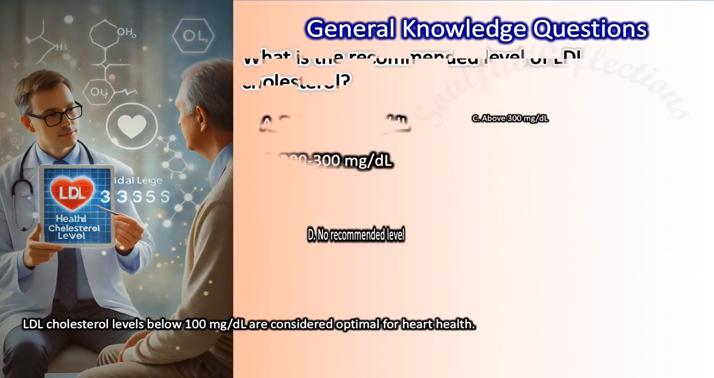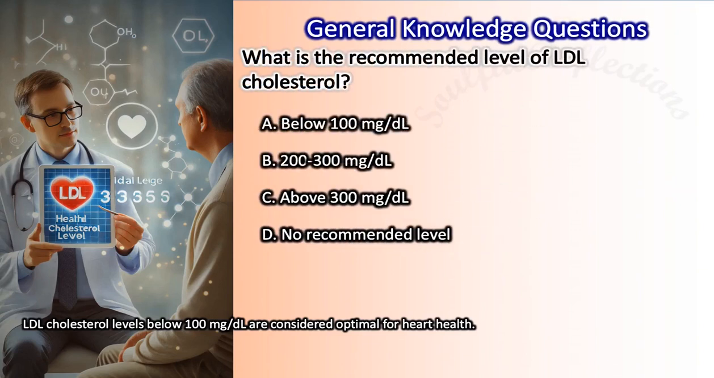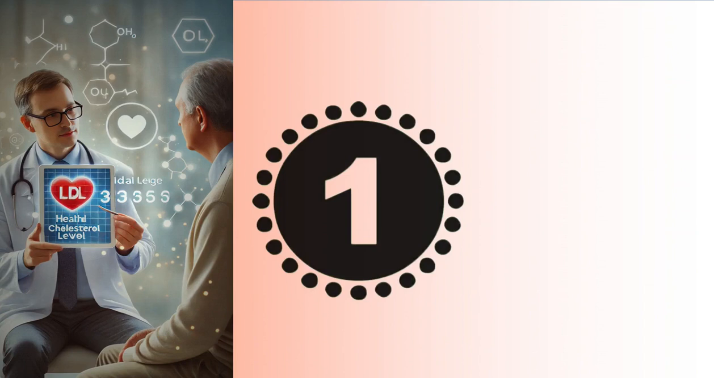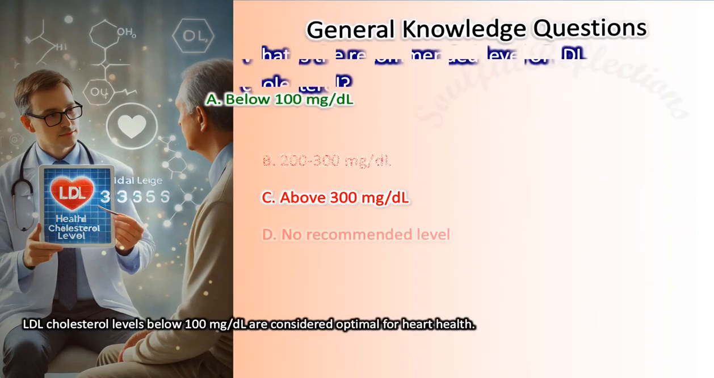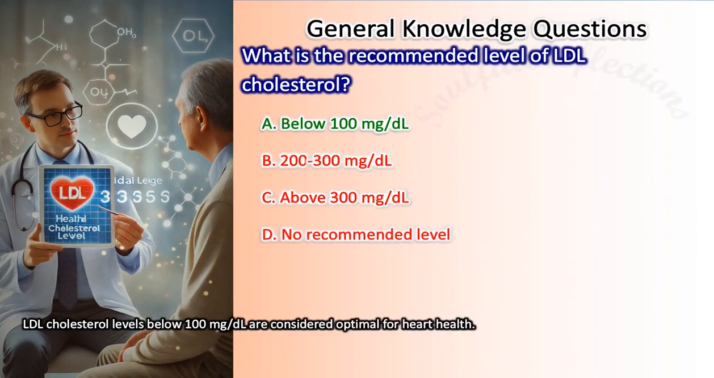What is the recommended level of LDL cholesterol? Option 1, below 100 mg/dL. Option 2, 200 to 300 mg/dL. Option 3, above 300 mg/dL. Option 4, no recommended level. The answer is, option 1, below 100 mg/dL.